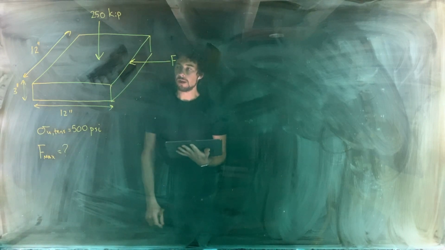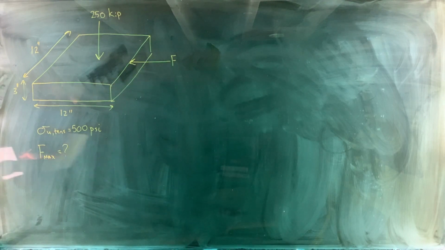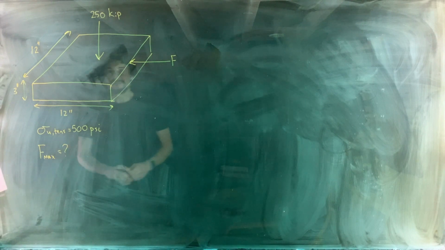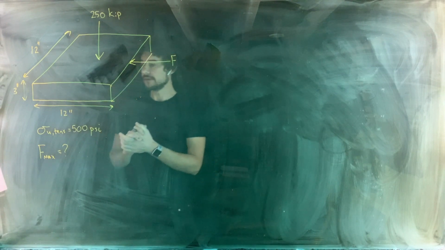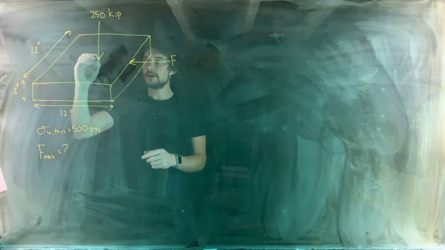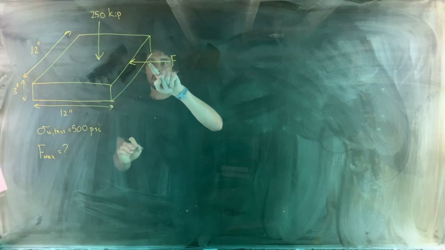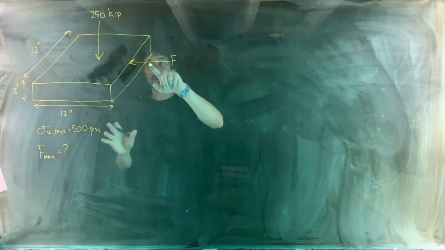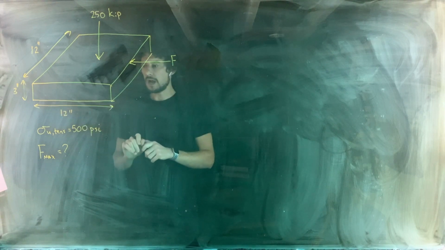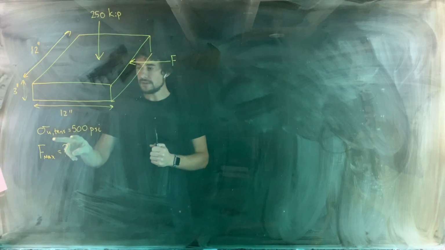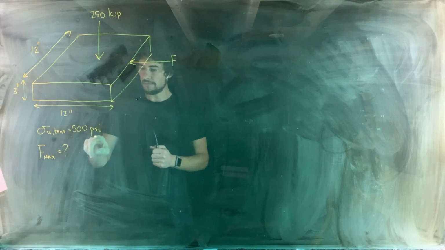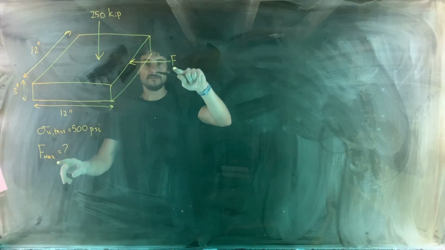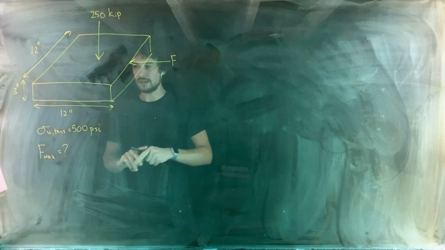Okay, so we want, what is the maximum allowable value of F? I can put that down now for the moment. Let's think about the problem again. We're applying a 250 kip compressive load. We know that there's going to be a force pushing horizontally over toward the left. And given that the ultimate tensile strength of the concrete is 500 PSI, we want to know what the maximum value of F can be.